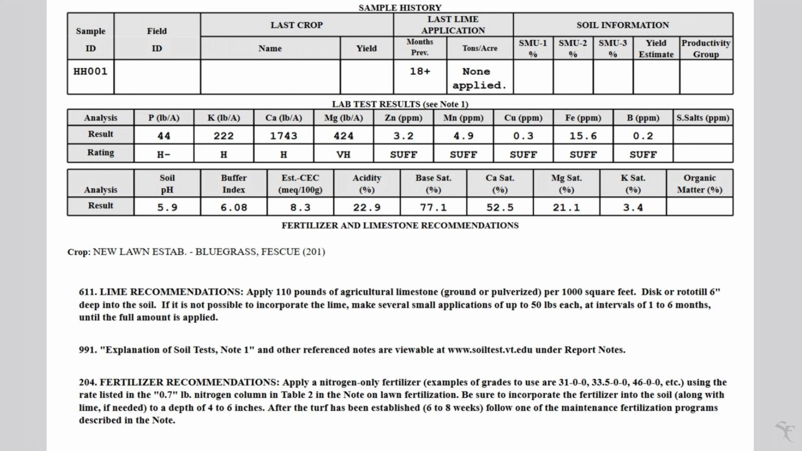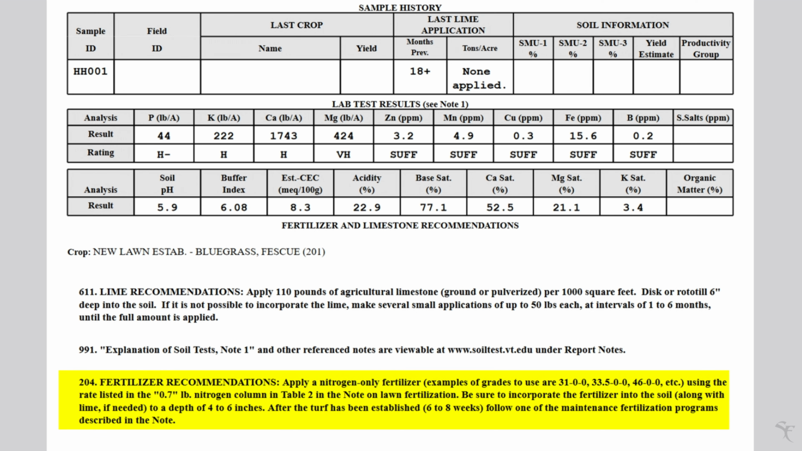Below those things, I also have recommendations that were given to me from the co-op. The first thing is the lime recommendation. Because of the pH level, they're suggesting that I put down 110 pounds of limestone per 1,000 square feet. And they also recommend that I do this in batches, so I start with maybe 50 pounds and then scale up to do another 50 pounds. And then they also give me a fertilizer recommendation.